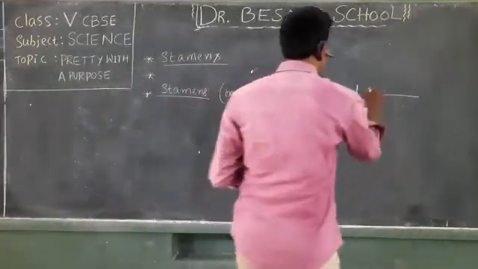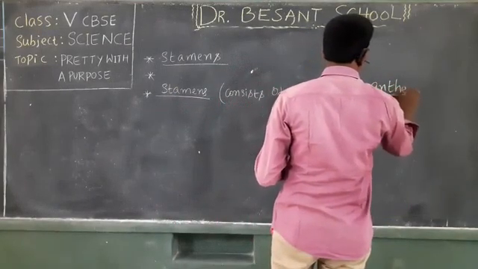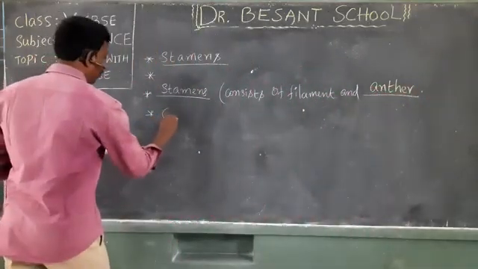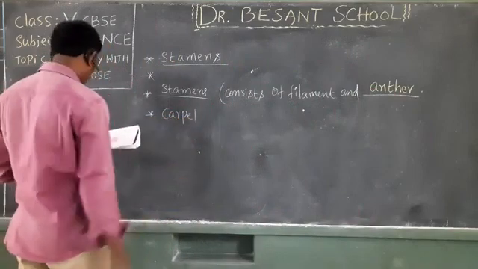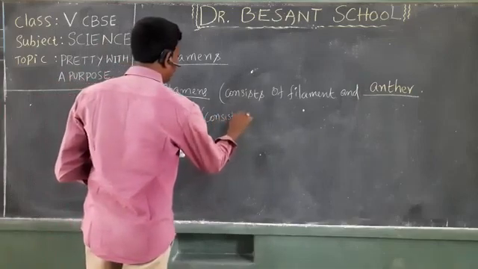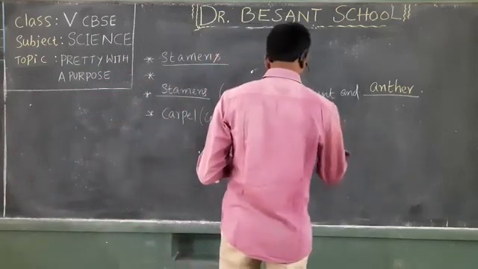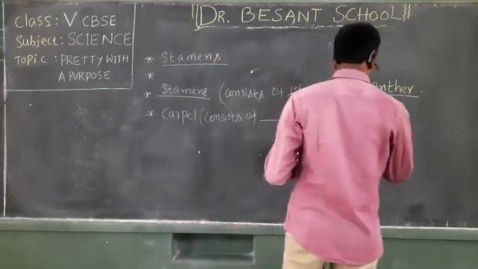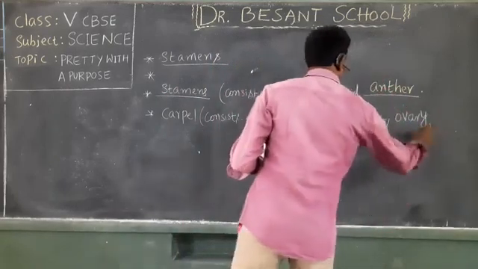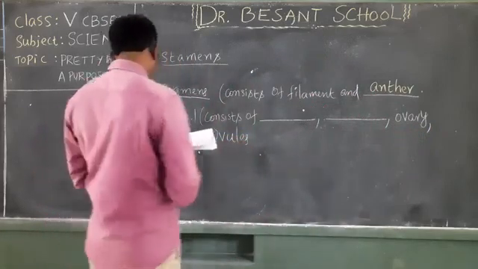What can you write there? Anther. Okay? Next. Carpel. Carpel is, yes, the female part of a flower. Carpel consists of dash, comma, again dash, comma, ovary, comma, ovules. So what does carpel consist of?